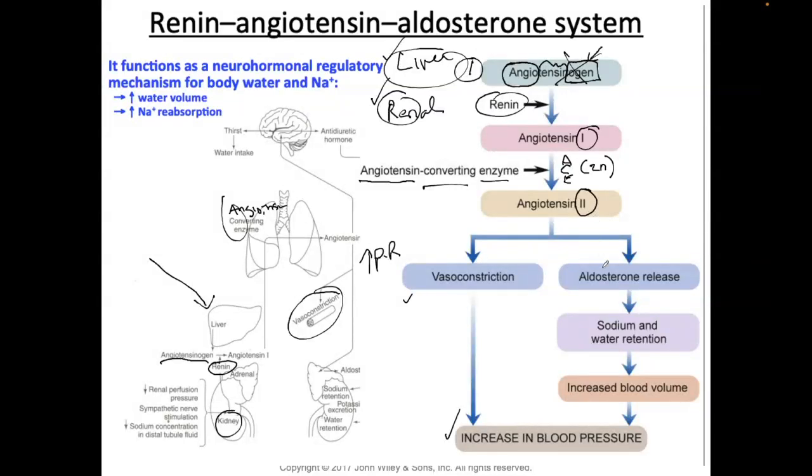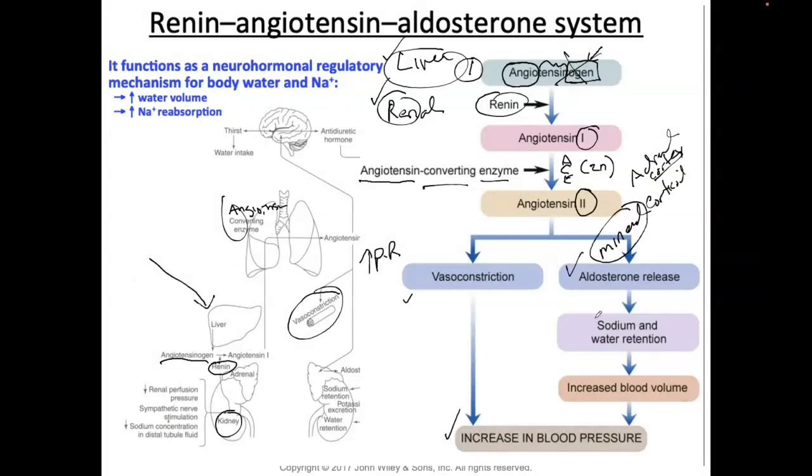What else does angiotensin 2 do? Well, angiotensin 2 signals aldosterone. And what does aldosterone do? Remember, aldosterone is what is referred to as a mineralocorticoid. It's made in the adrenal cortex, which means the outer part of the adrenal gland. So in the adrenal cortex, not only are glucocorticoids made, but mineralocorticoids. And aldosterone is a mineralocorticoid.